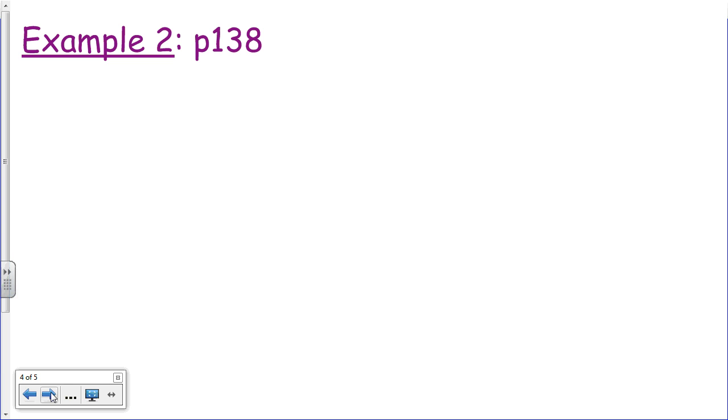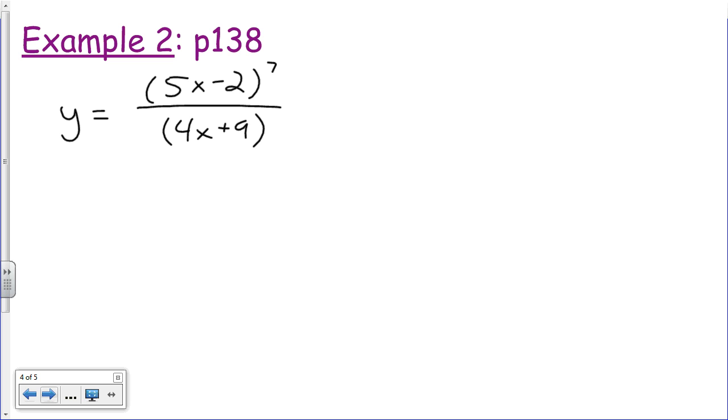Let's take a look at the next example. Example 2 says, again, differentiate. Another way to say find the derivative of 5x minus 2 to the 7th. And we're dividing by 4x plus 9 raised to the 3rd power.